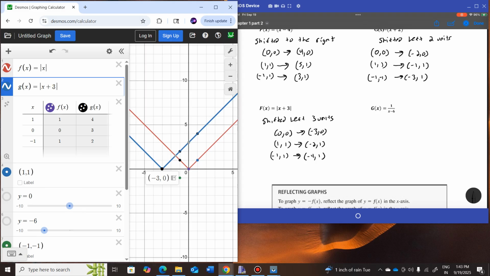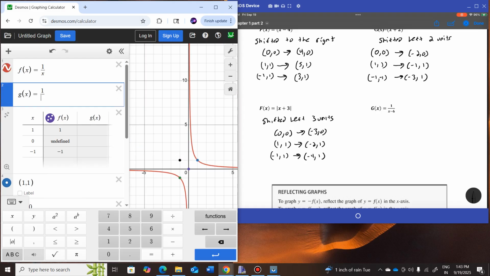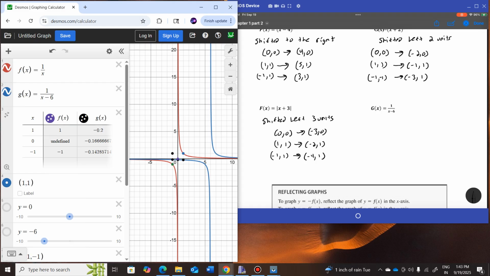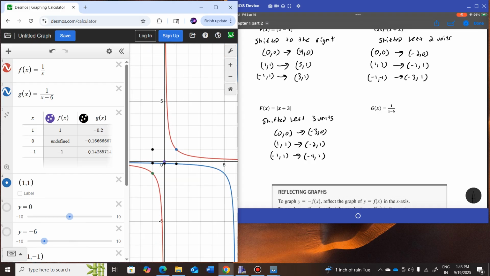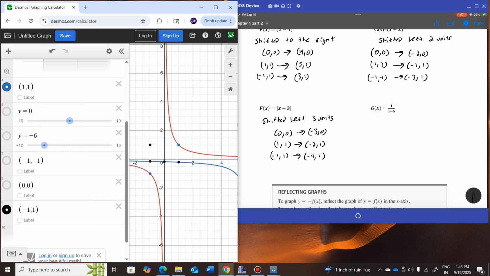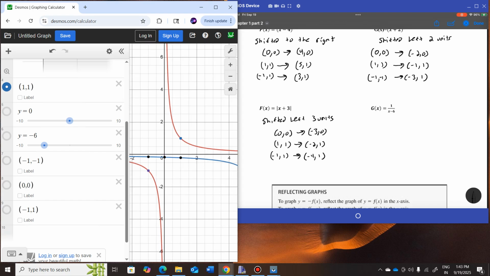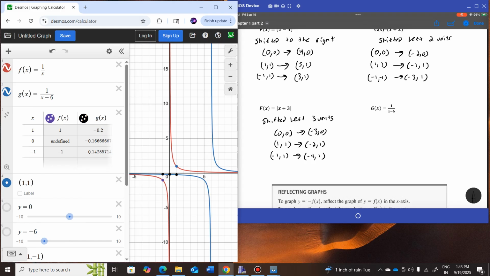Alright, so let's do the next one. 1 over x, and then 1 over x minus 6. Here's why I wanted to wait on this one. I'm going to turn off some of these points because it's starting to be kind of chaotic. The graph shifts to the right 6 units.